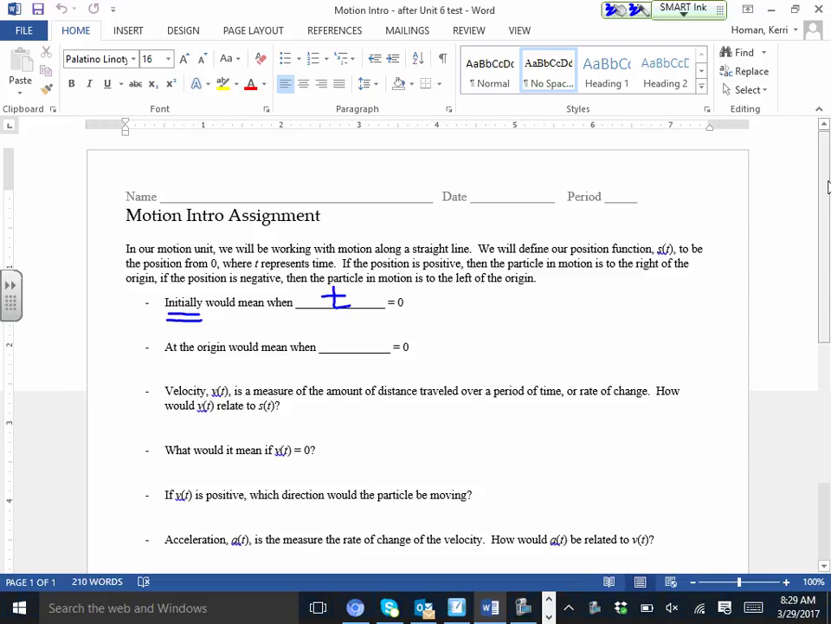Say it. Okay, our distance, and since S of t is our position, when our position is 0, that means we're at the origin.